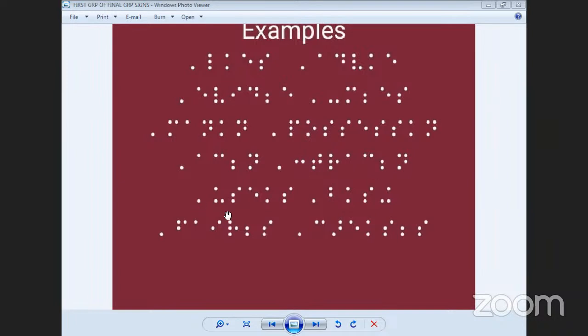The next word? Useless. Very true. Use, dots 46 S, less. Useless. The next word? Blessing.